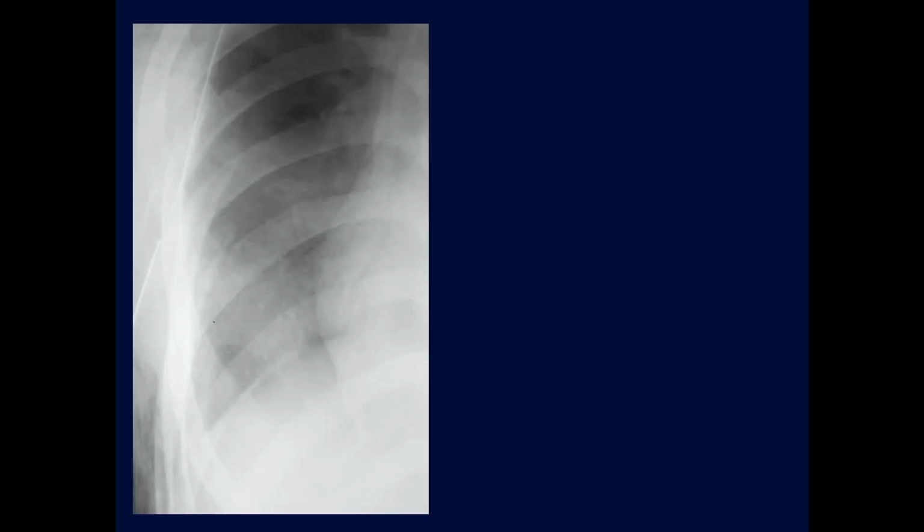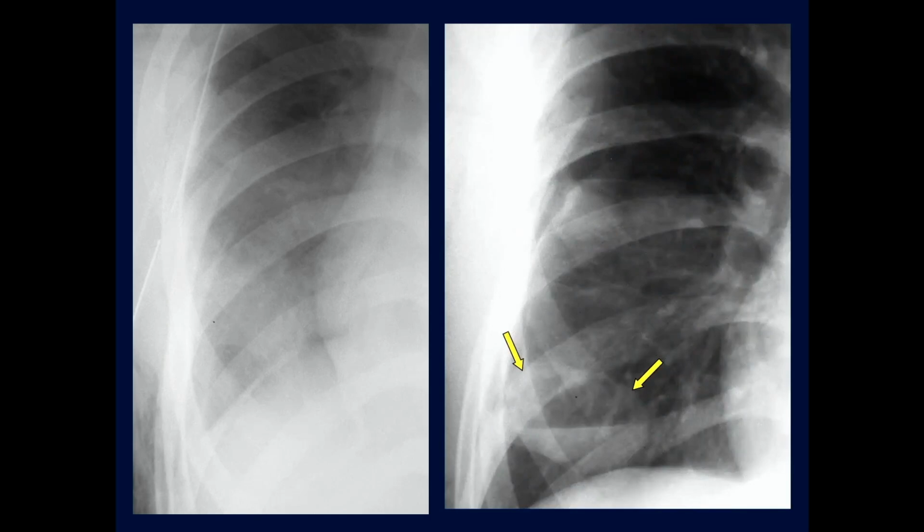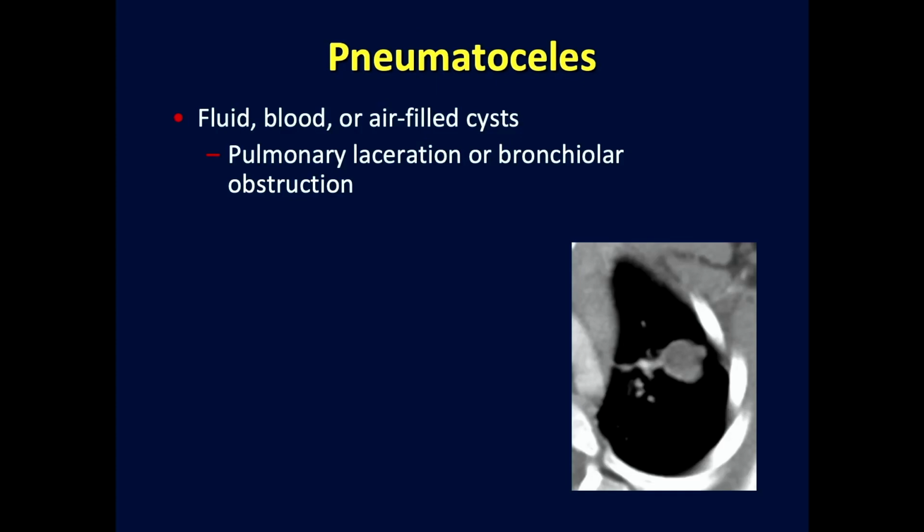The contusion and the associated pleural effusion or hemothorax that may be associated with it can sometimes obscure underlying pathology in that lung. As in this case, once the contusion started to resolve and the hemothorax decreased, we could see this cyst with a thin wall and a fluid level in it that represents a pneumatocele related to a pulmonary laceration.